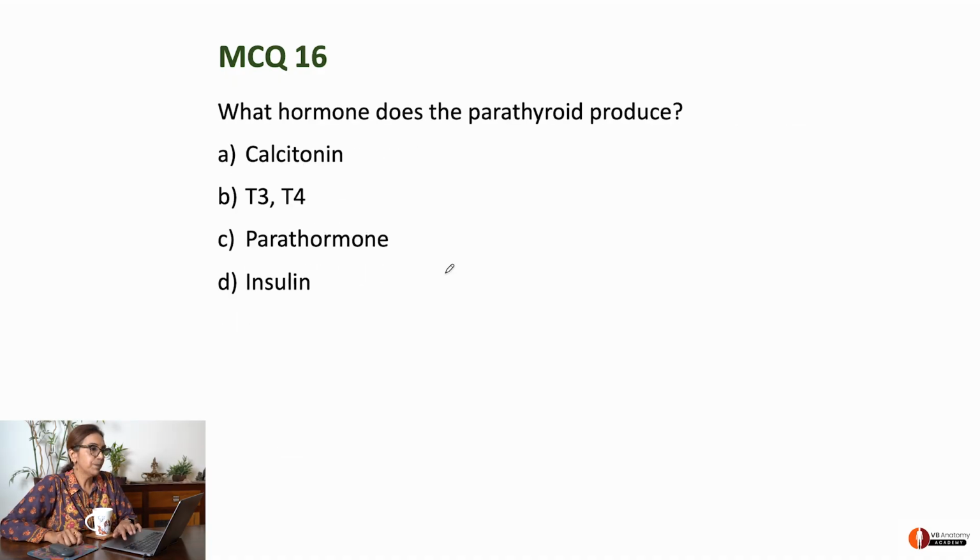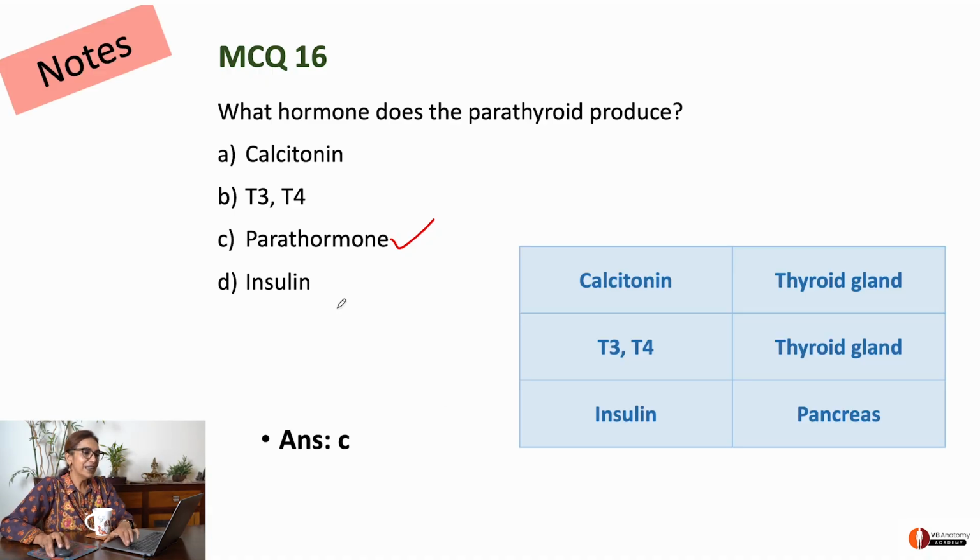MCQ 16. What hormone does the parathyroid produce? Is it calcitonin? No. Calcitonin is produced by thyroid gland. T3, T4? No. Produced by thyroid gland. Parathormone? Yes. Produced by parathyroid. Insulin? No. Produced by pancreas. Simple, easy MCQs. Unfortunately, all MCQs are not that easy. So this is a kind of quick note I give so that it helps you to quickly revise.